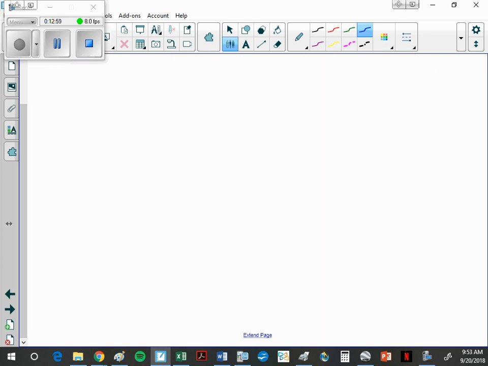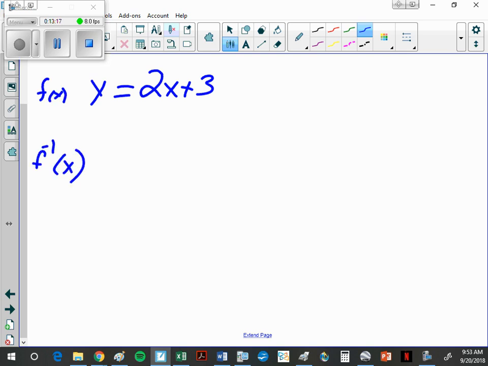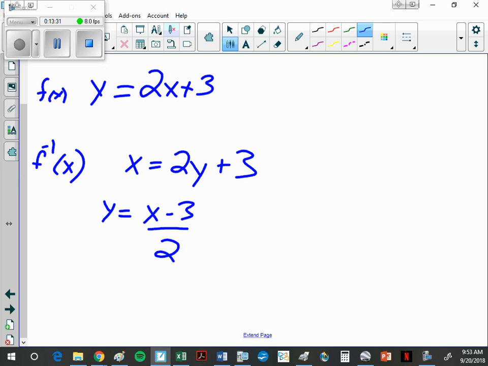Okay, all right, so let's do a couple from the assignment. 38, or well, from the set: 2x + 3. So this is my f function. My inverse function can be found by doing x = 2y + 3, and I subtract 3 and divide by 2. y = (x - 3)/2.